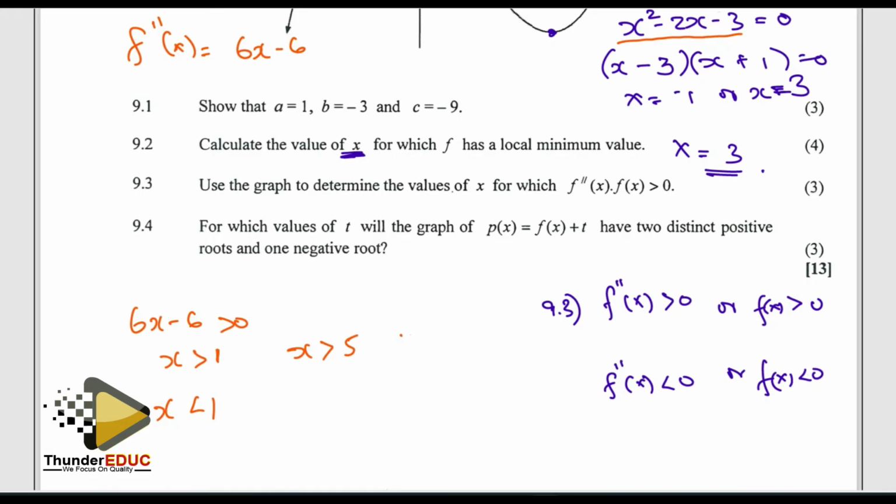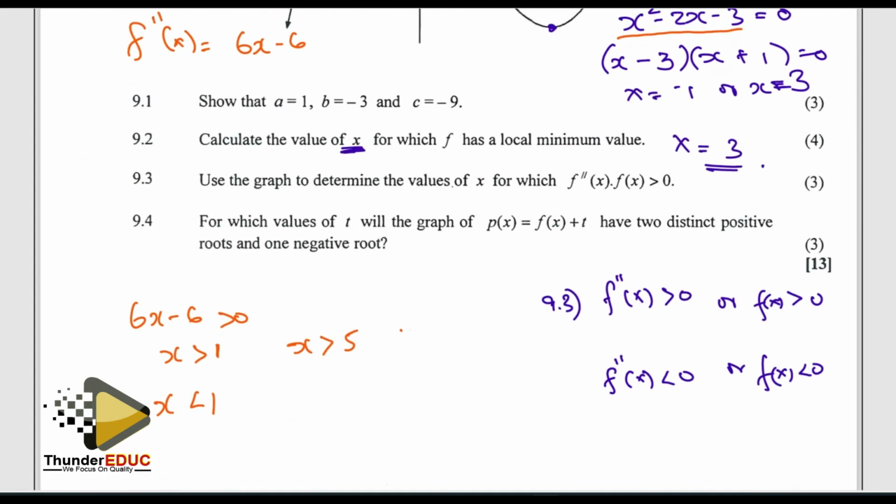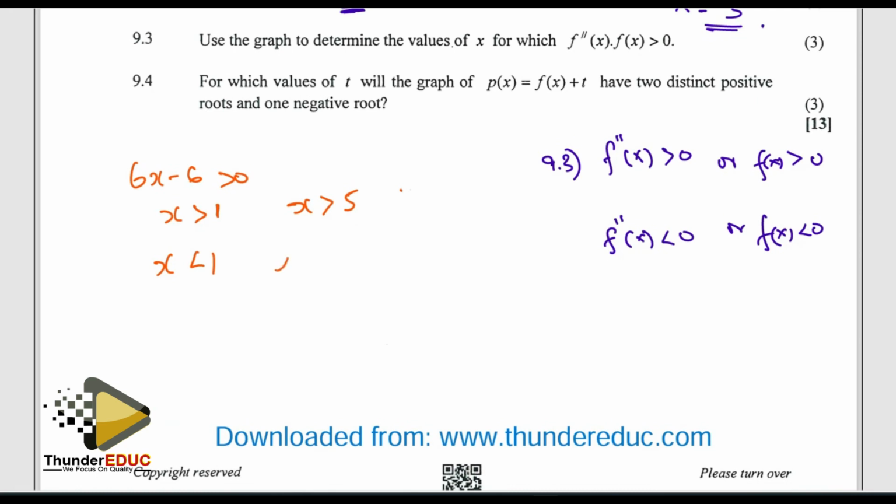And then where do I find the graph of f to be below 0? To be below 0 is less than this. So I'm going to say x must be less than 5. x cannot be negative 1, I can use that as well. Okay, x is greater than 5, x is less than 1, and so on and so forth. Those are the sorts of solutions I would have.